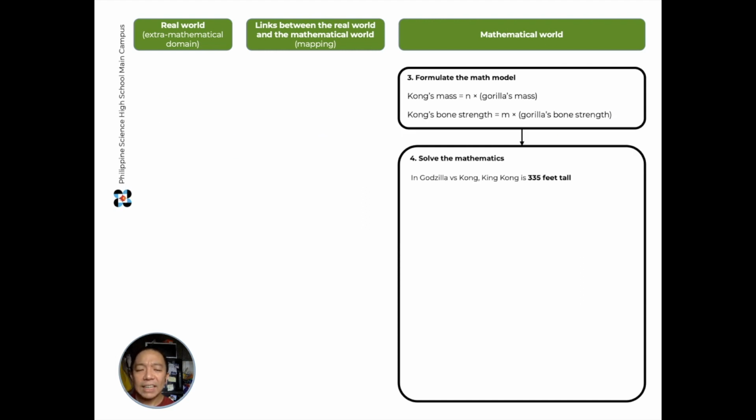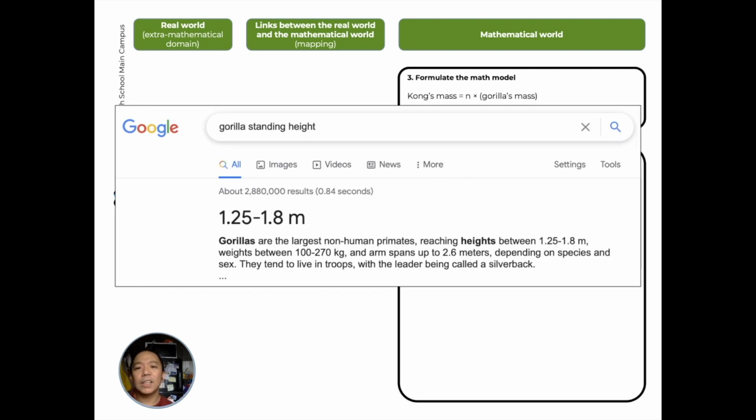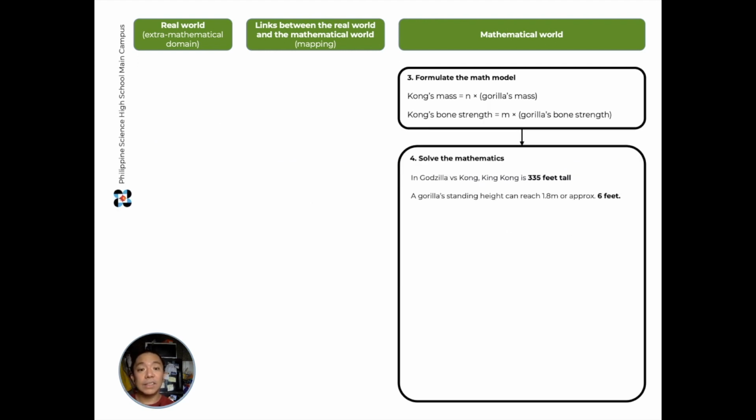Kano naman kalaki ang isang typical na gorilla? So i-google natin yun. Assume natin nakatayo, hindi yung naka-crouch, naka-apak yung kamay sa ground. So it's around 1.25 to 1.8 meters. But since we are using feet dun sa height ni King Kong, convert na natin yung say 1.8 meters to feet. That's around 6 feet.